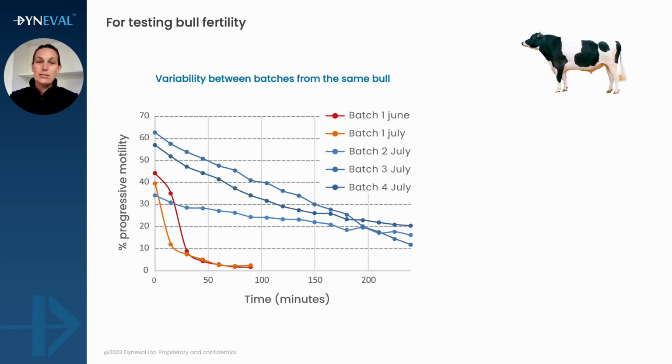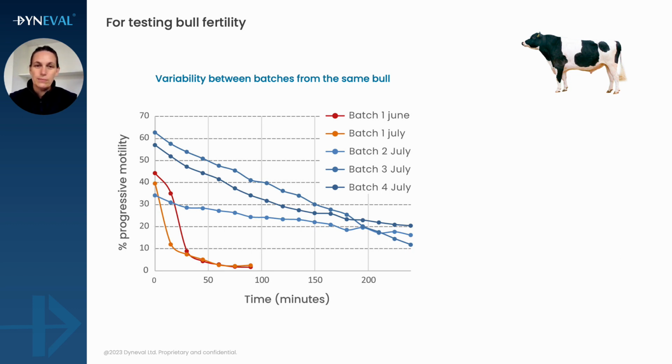The Dynescan is also a useful tool for bull fertility testing. Traditionally, a vet would take a microscope to the farm to test the percentage progressive motility of an ejaculate just by eye. This can lead to results that are hugely variable between vets. In this situation, a Dynescan at the farm provides an objective and precise measurement, providing both the vet and farmer with confidence.